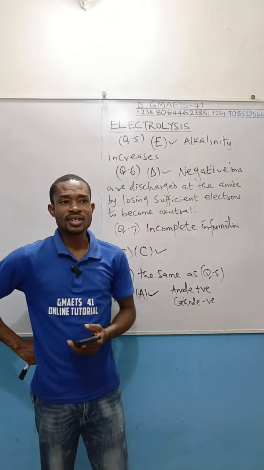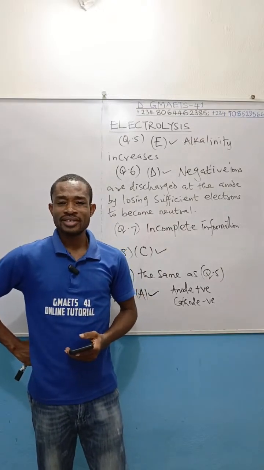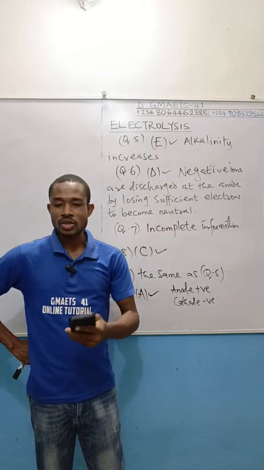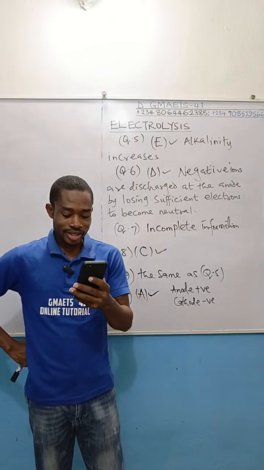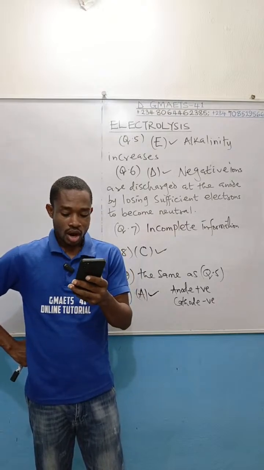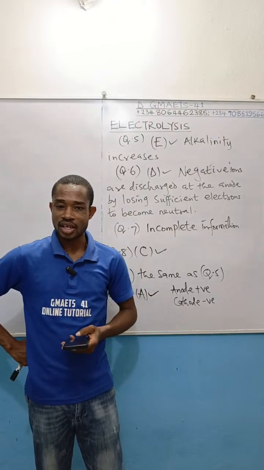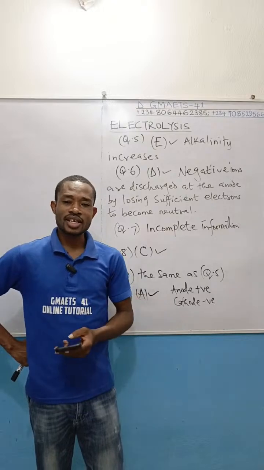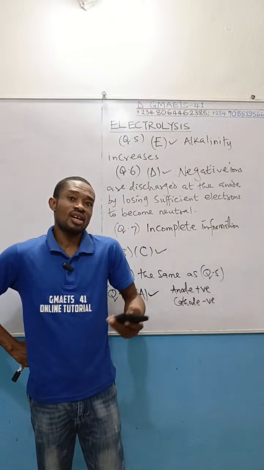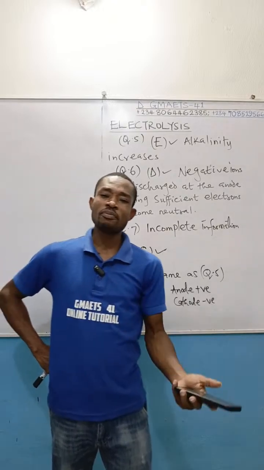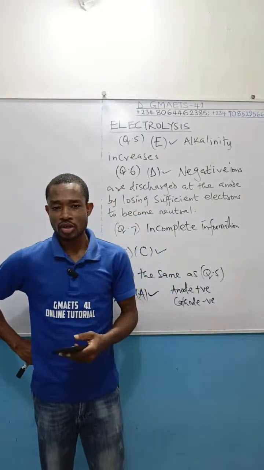Yeah, tough in the sense that we're supposed to have been told the litmus that is being used. All right, but like I said, the solution is going to be acidic. If the solution is acidic, we expect that, okay, let's assume that you have blue litmus there. It's going to turn blue litmus to red.